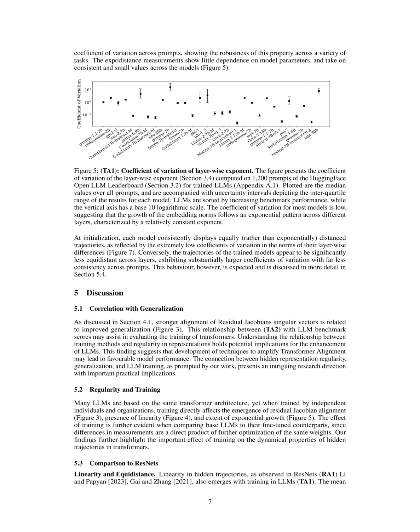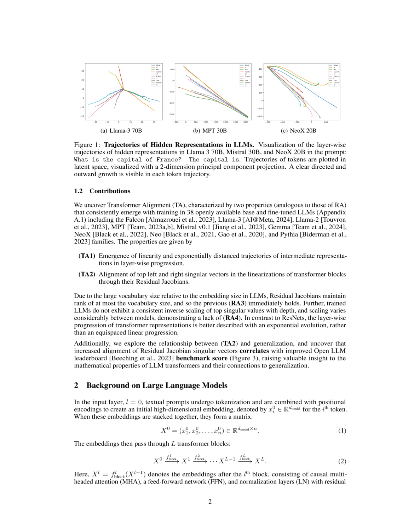By analyzing the alignment of singular vectors of residual Jacobians and studying the layer-wise exponential growth and linearity of trajectories in LLMs, the method seeks to provide insights into the mathematical properties of LLM transformers and their connections to generalization. Additionally, the method aims to explore the relationship between alignment of residual Jacobian singular vectors and generalization performance, ultimately aiming to enhance model performance by amplifying transformer alignment in LLMs.